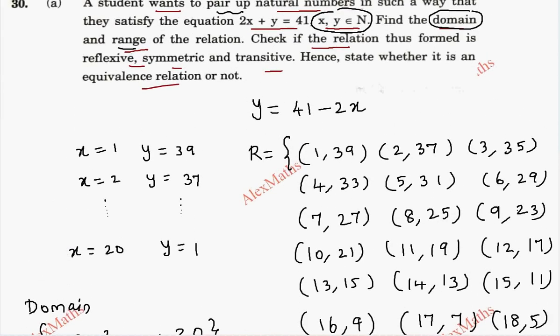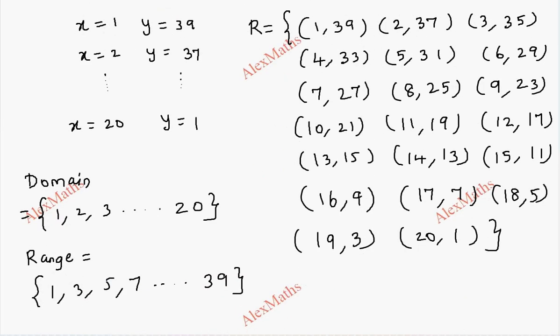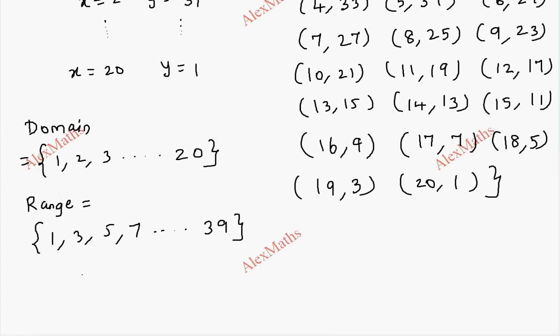Now we have to check if it is reflexive. When we have (1, 39), we should also have (1, 1), but that is not present in the relation. So (1, 1) does not belong to R, so it is not reflexive.